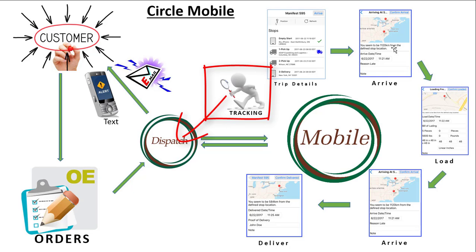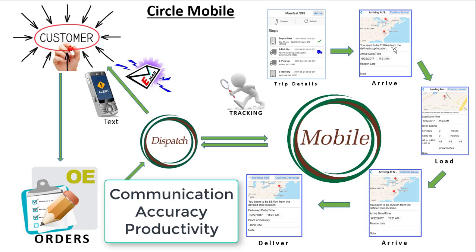Each new position updates the dispatch system and automatically calculates the expected time of arrival to the next stop. This all automates the communication of key trip information, the accuracy of that information, and improves the productivity of the dispatcher and the driver.